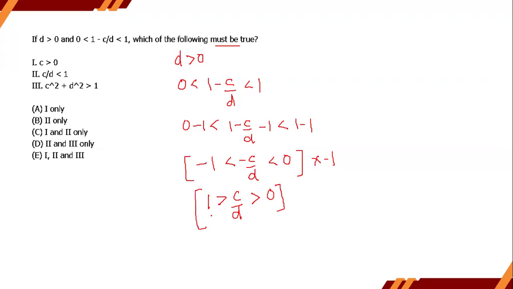Okay, so what we have from the question stem, or what is the condition which is given to us in the question? That C by D lies between 0 and 1. All right. Now there is one thing more which we can infer, that as it is given to us that D is positive, so we can multiply this inequality with D without changing the sign of the inequality. So let's multiply this. So here, if we multiply this, we get D is greater than C is greater than 0, right? So these are the two inferences we have from the question stem.